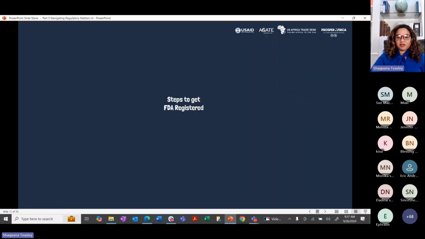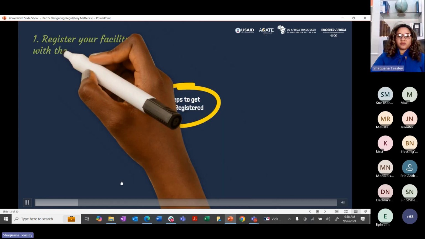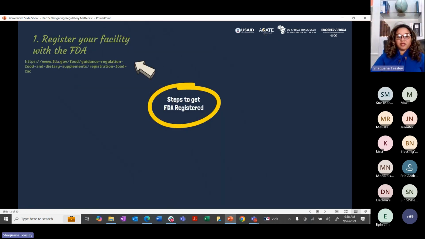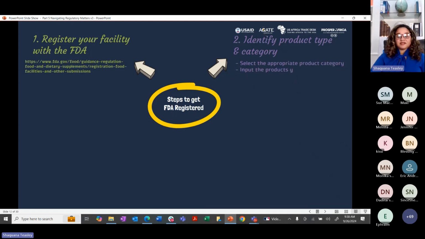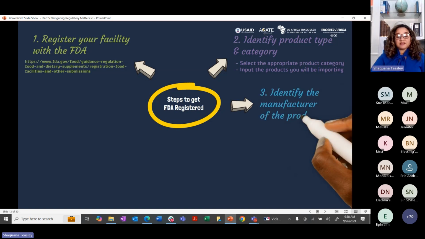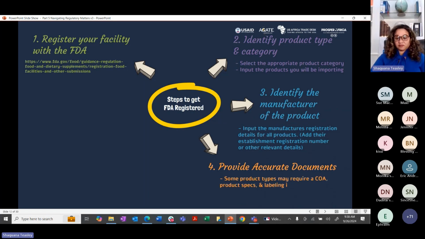So let's talk about the steps to get registered with the FDA. Step 1, register your facility with the FDA. Here is the website to do that. Step 2, identify product type and category. Select the appropriate product category and input the products that you will be importing. Step 3, identify the manufacturer of the product. And you must put their registration details on the products too. Next, provide accurate documentation, which may include a certificate of origin, product specs, and labeling information.